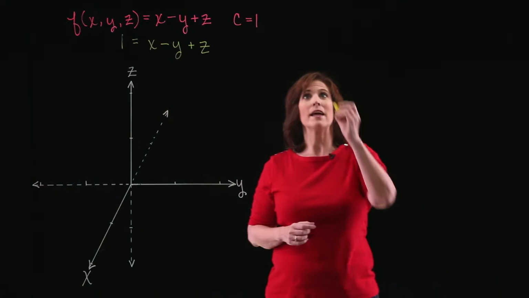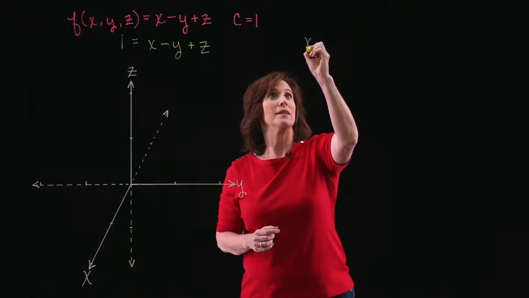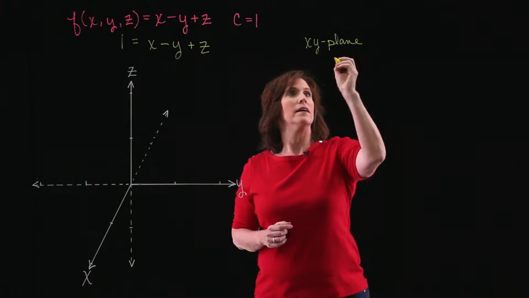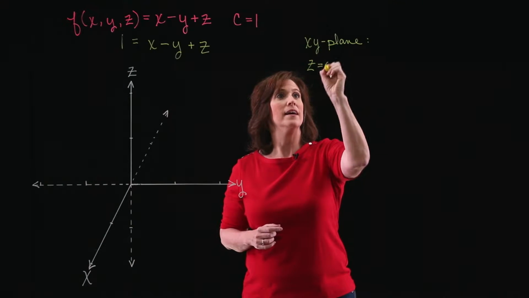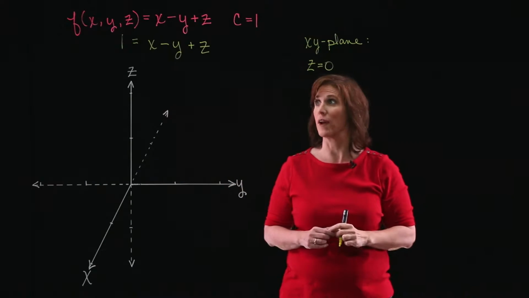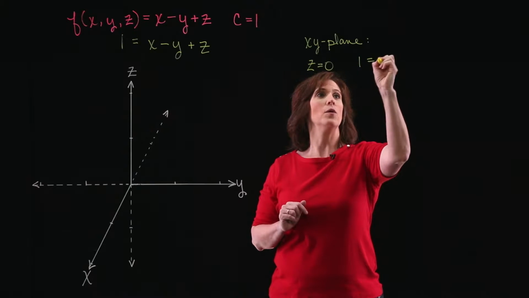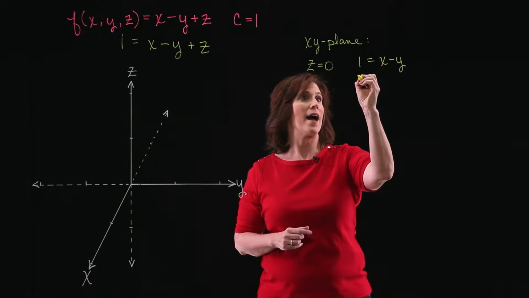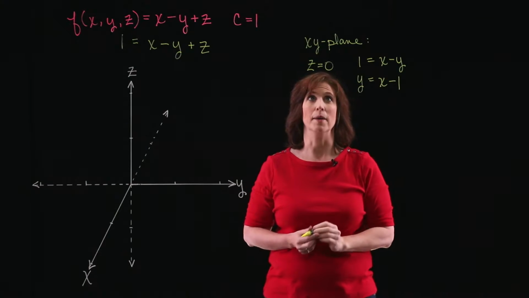So we're going to begin by looking at the trace in the xy plane. So this will be the xy plane. Okay. So I'm going to start out with z being equal to 0 for my trace. So if z equals 0, my equation turns into 1 equals x minus y. And if you want to, you can solve that for y and say that y equals x minus 1.